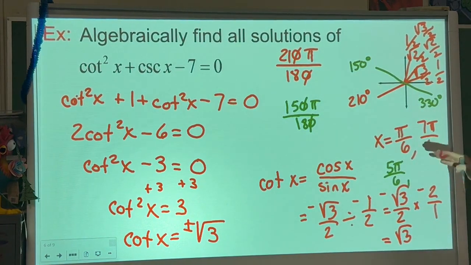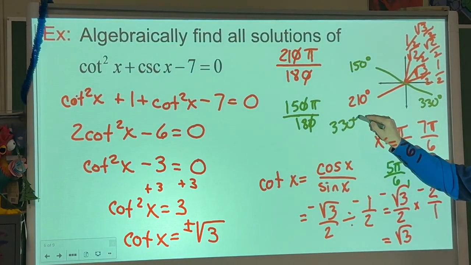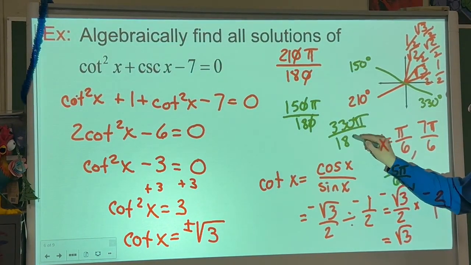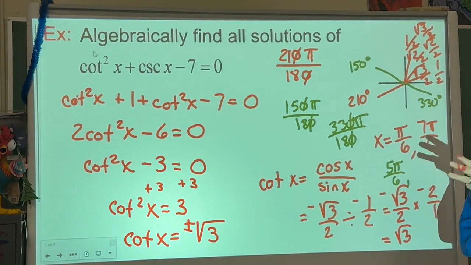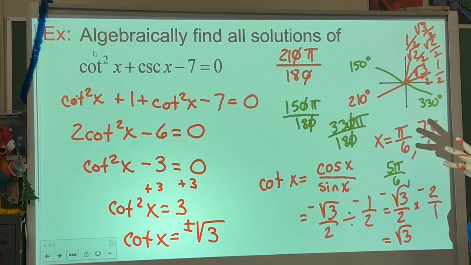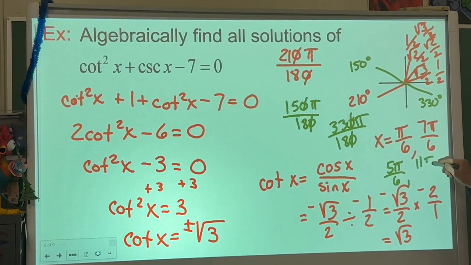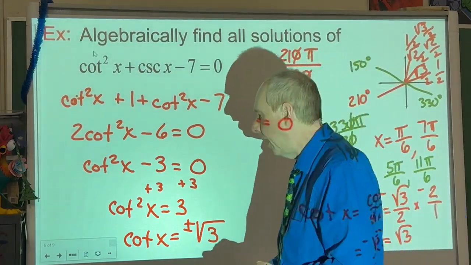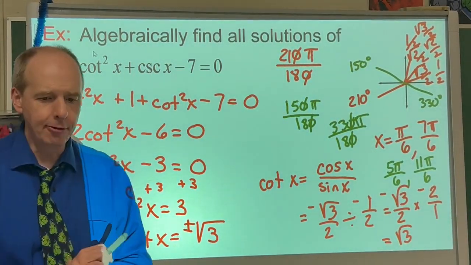Try to do the same thing with the 330. 330 pi divided by 180, cross off a 0 from each of them, 33 over 18. What divides into both of them? 3 times 11, 3 times 6. They both divide by that. So there's our answers from 0 to 2 pi, but that's not really what it asked. It said find all solutions.